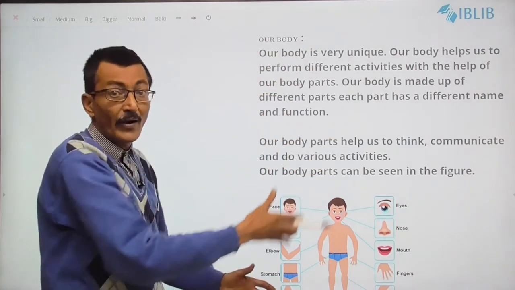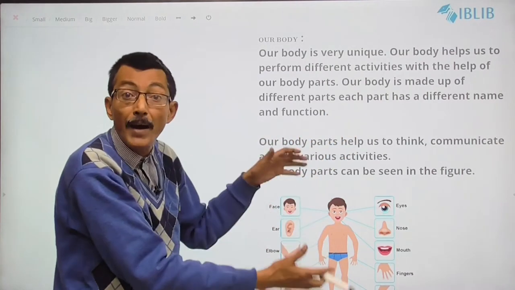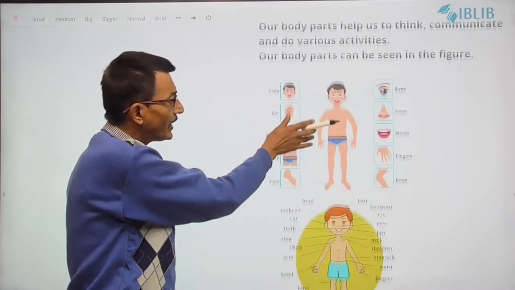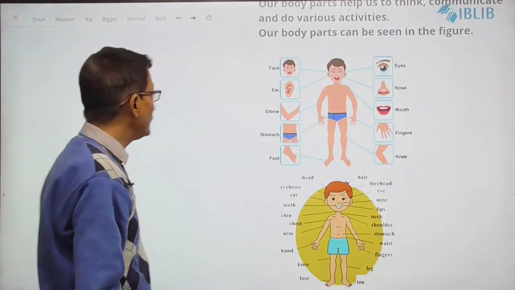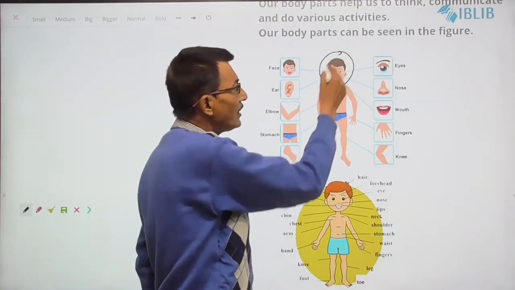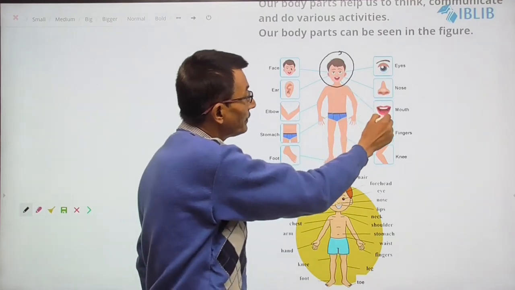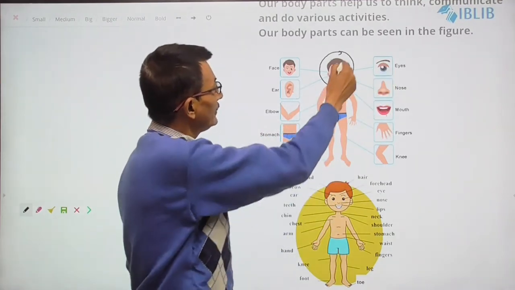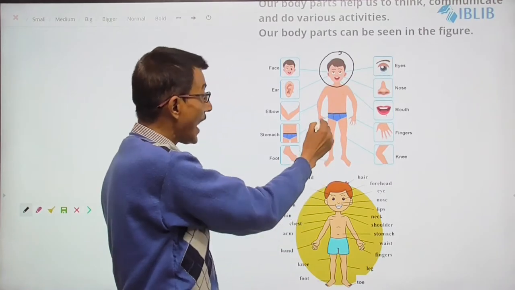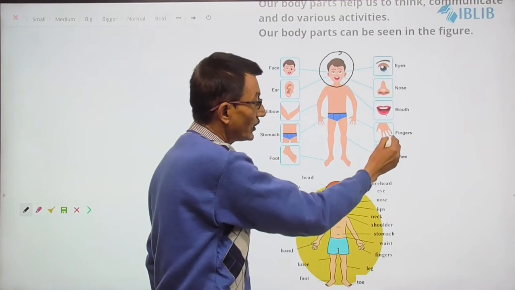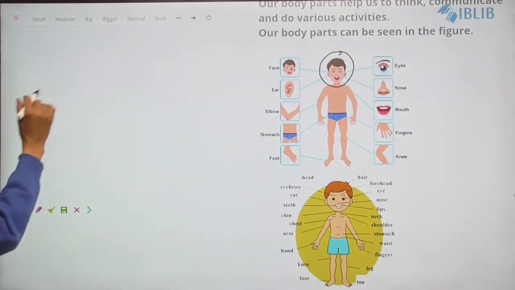As you know, our body is really very unique. It's special. And our body is divided into many parts. Come on, let's check. What are the parts? You see, this is our head. The head portion contains, this is the head. Now we can see that we have eyes, nose, mouth, ears. These all are in our head and these have different functions. We have got hands, and in our hands, we have got the fingers, we have got one elbow.